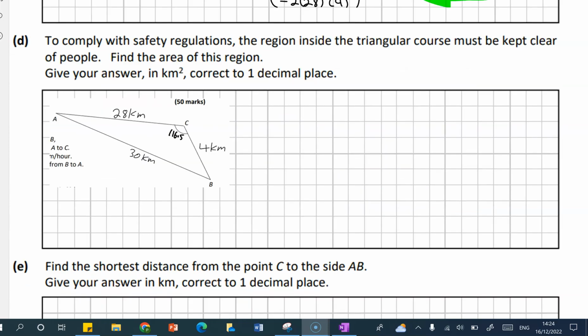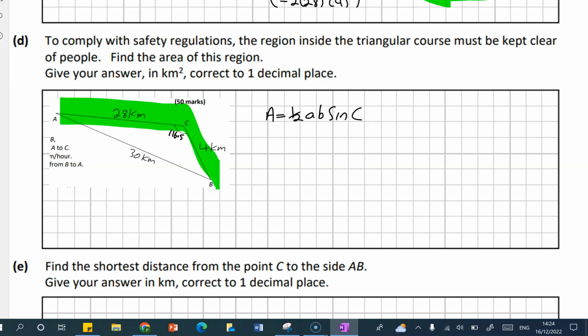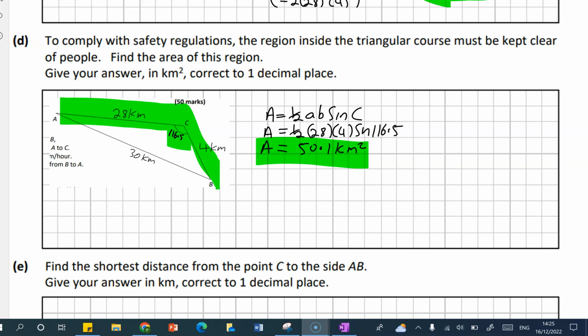Apply the regulations. The region inside the triangle, of course, must be kept clear. Find the area of this region. We have a formula for the area of a triangle, a half ab sine C. This formula requires any two sides of the triangle, but must include the angle that links both of them. This gives you an area of 50.1 kilometers squared.